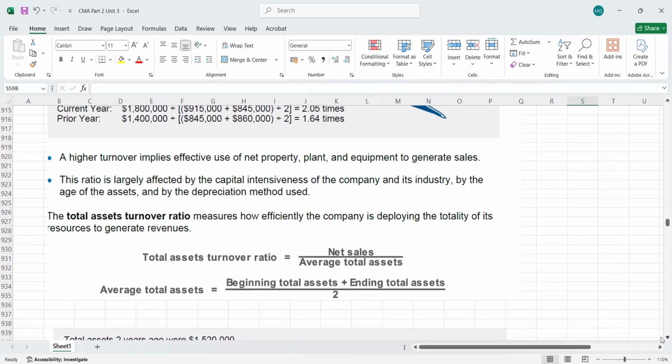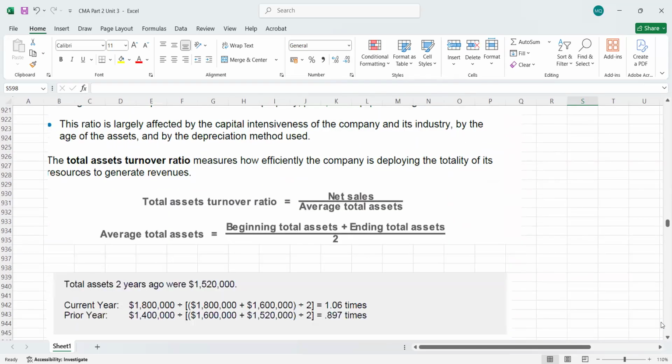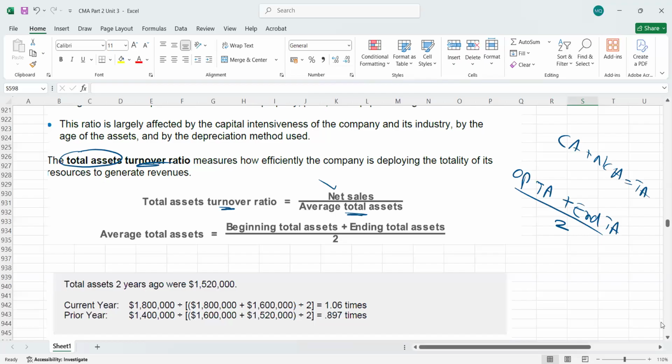Now we have another ratio which is called total asset turnover. What is total asset turnover? Total assets means current assets plus non-current assets. So that's your total assets. What's the formula? Total asset turnover: you will take net sales as the numerator again, divided by average total assets. Average total assets, how will you take? Opening total assets, like total assets at the start of the period, plus ending total assets, like total assets at the end of the period, divided by 2. This is how you will get the average.